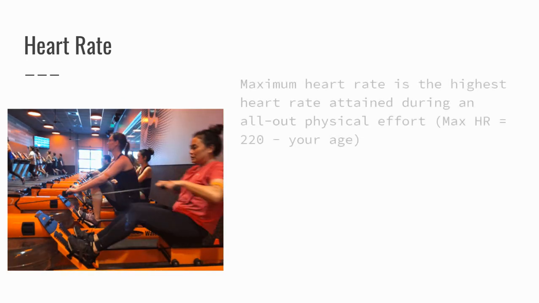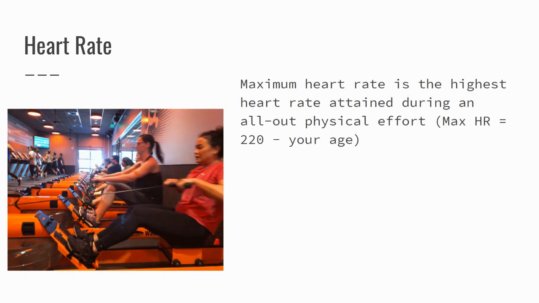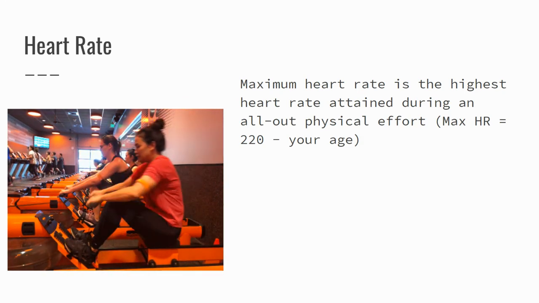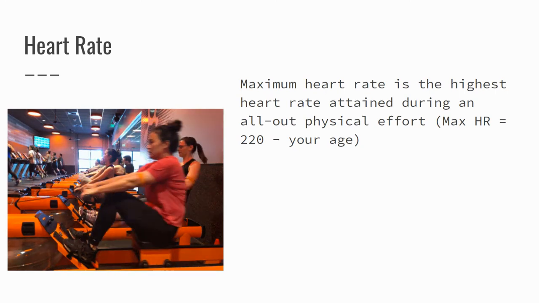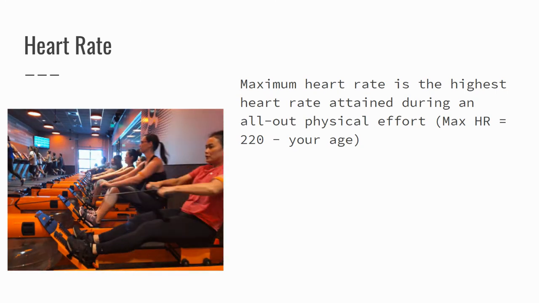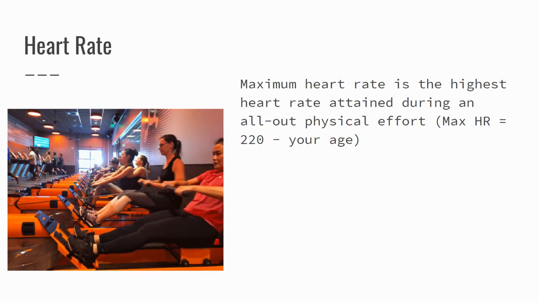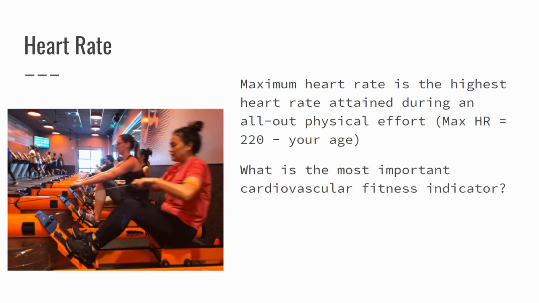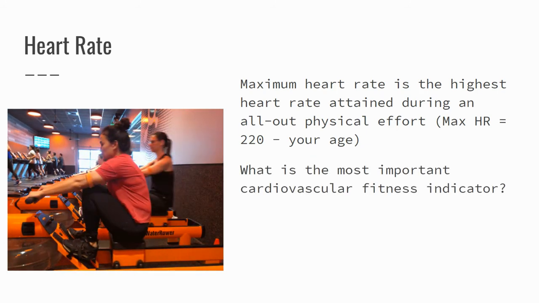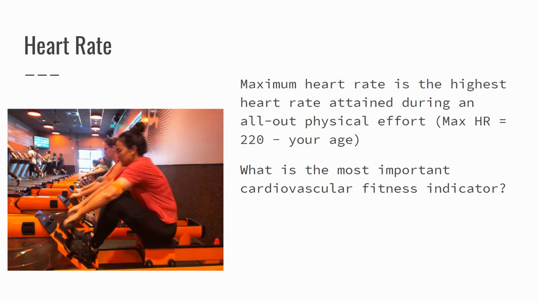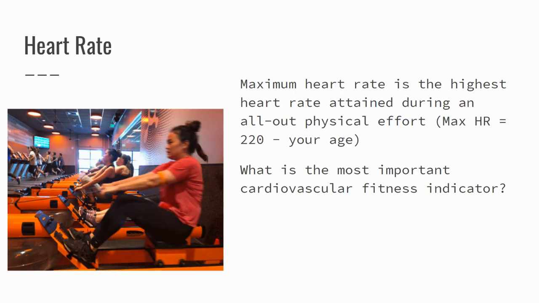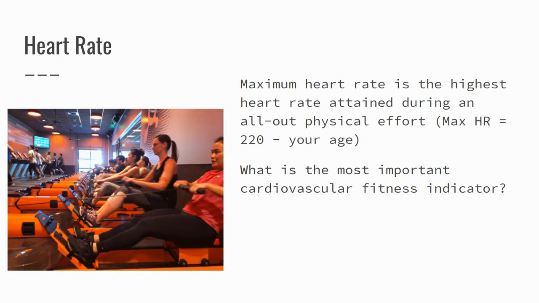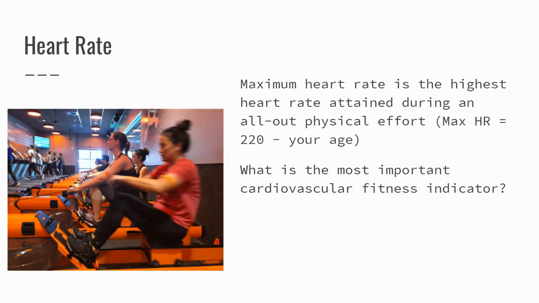So what is heart rate? Your maximum heart rate is the highest heart rate you have when you're giving all-out physical effort. Maximum heart rate is equal to 220 minus your age. So that's how you're going to figure out your maximum heart rate. Now, what do we look for when we're trying to obtain our heart rate? We want to ensure that we are strengthening our heart so that our heart rate can decrease, because the lower the heart rate, the better, the stronger the muscle.